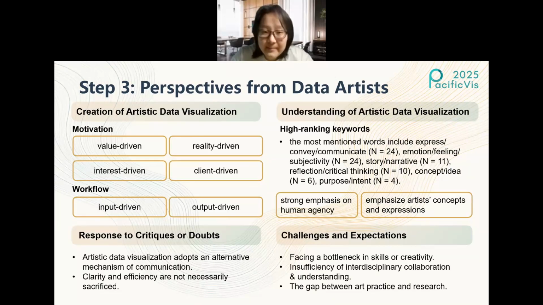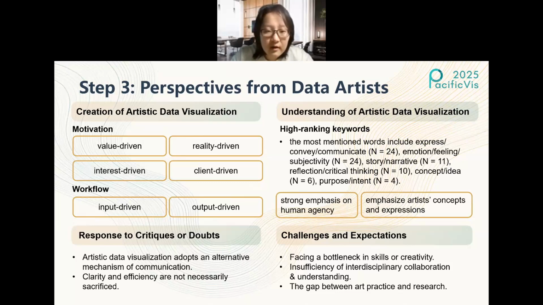For example, we identified 4 types of motivation. Some artists are value-driven, guided by high-level philosophies, theories, or thoughts. Others are interest-driven, starting from a personal fascination or past experience. Then there is reality-driven, where real-world events push them to respond, such as environmental issues or cultural loss. And some are client-driven, creating works based on business needs.